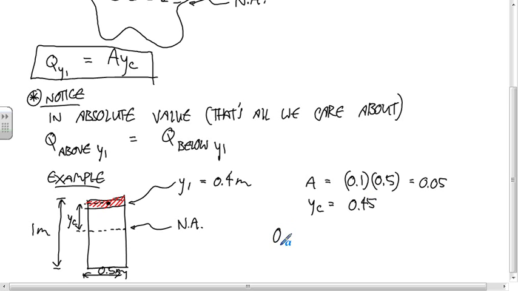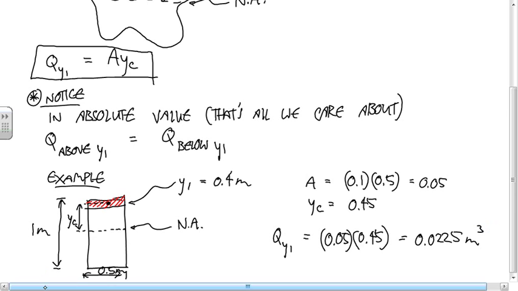And so Q_y1 is equal to 0.05 times 0.45, and that's equal to 0.0225 meters cubed. Any questions about that?